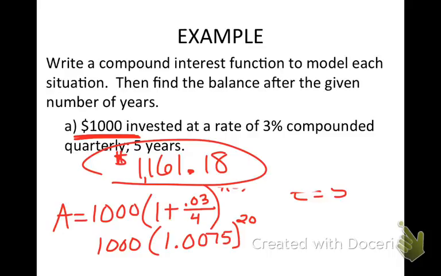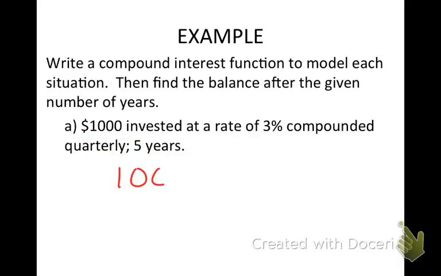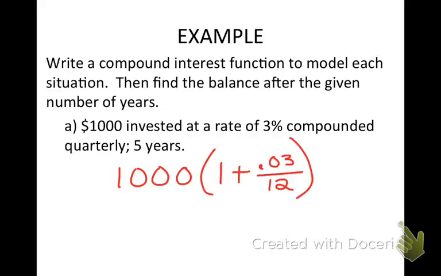Let's do the same problem, compounded monthly. If we did it monthly, then it would be 1,000 times 1 plus 0.03 divided by 12, to the 12 times 5. I'm just changing it to monthly now to see what the difference would be. So this would be an example of monthly compounding.